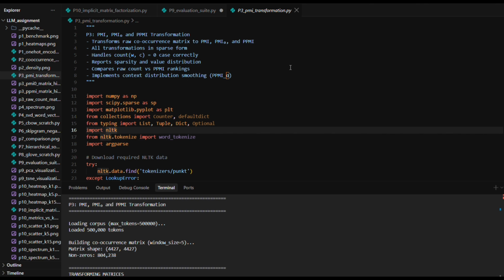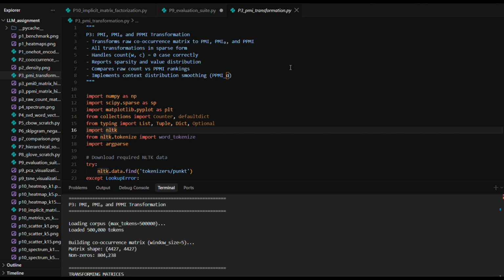The transformation: P3 implements three variants. The first is regular PMI, which can be positive or negative. Second is shifted PMI, where we subtract log k, used in implicit matrix factorization. And third is PPMI, which is positive PMI, where we take max of PMI comma 0, keeping only positive associations. PPMI is the most commonly used because negative PMI values are often noisy and do not provide useful semantic information.